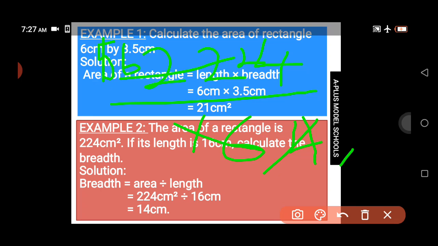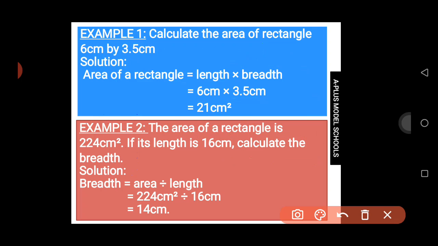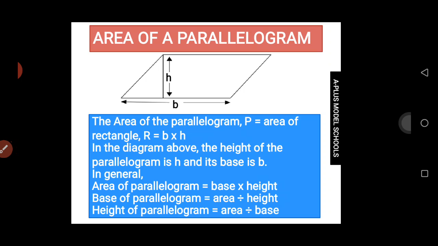Then 4 go in 56, that is 14. So my answer here is 14 centimeter. So the breadth of the rectangle is 14 centimeter. So let's go to area of a parallelogram.